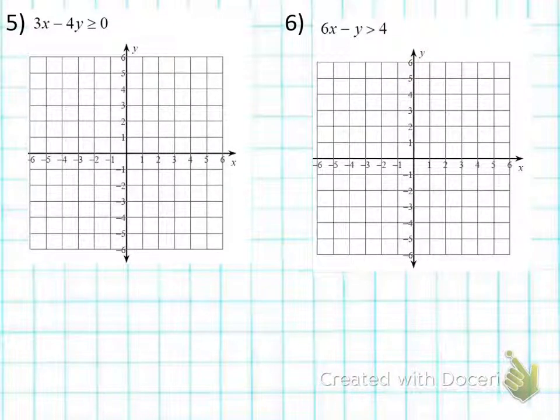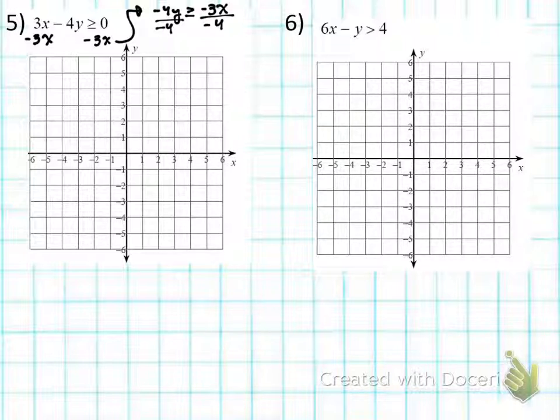Okay, is y by itself? No. What should I do first to get y by itself? Subtract x from both sides. Okay, good. So we got negative 4y is greater than or equal to negative 3x. Now I got a question for you. How do I get y by itself? Divide by negative 4 on both sides. Okay, good. What happens when you divide by a negative? It becomes a positive. Okay, and then what happens to my inequality? It flips. Remember this rule? We have to take this and we have to flip it, remember?